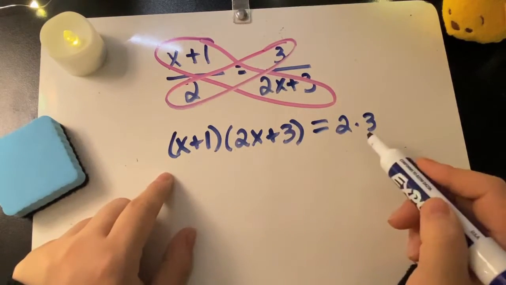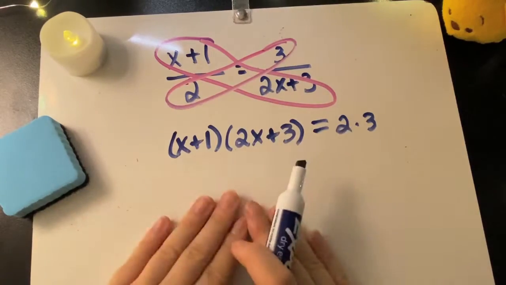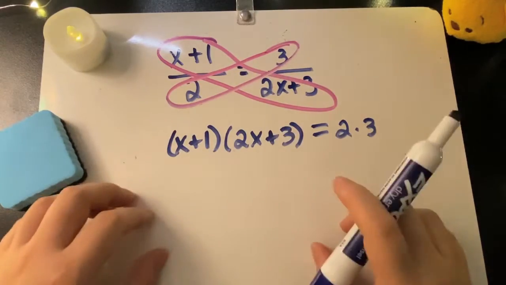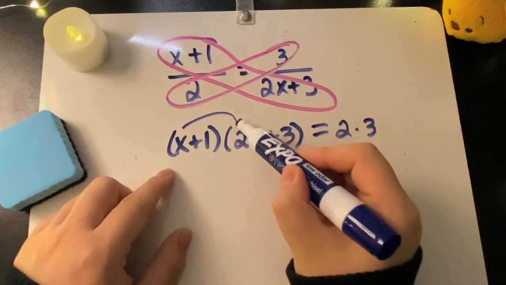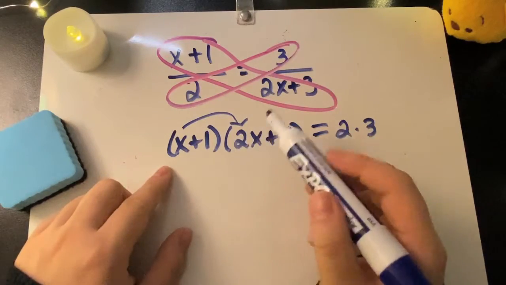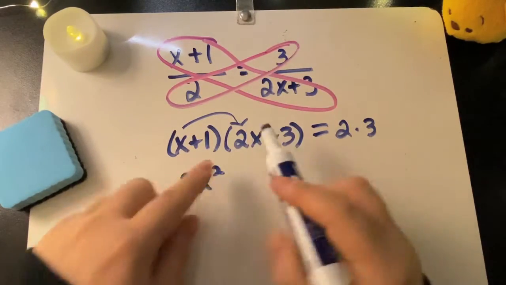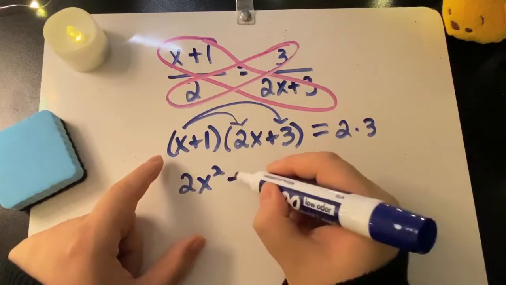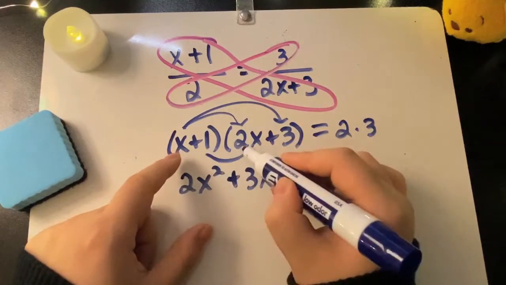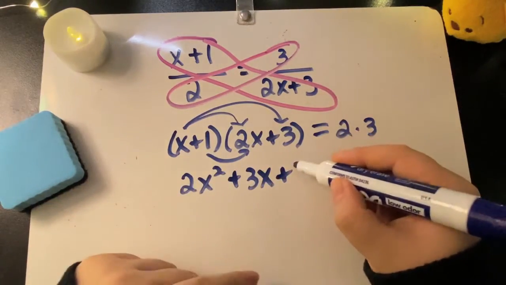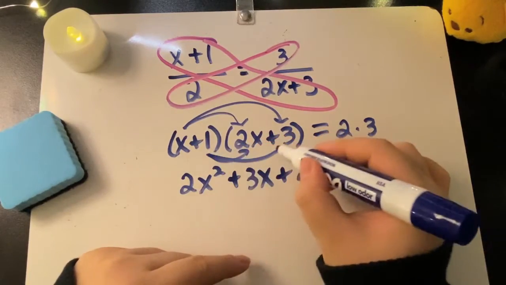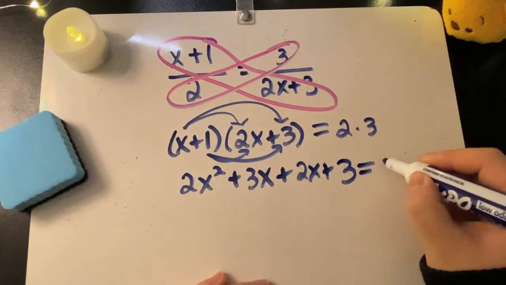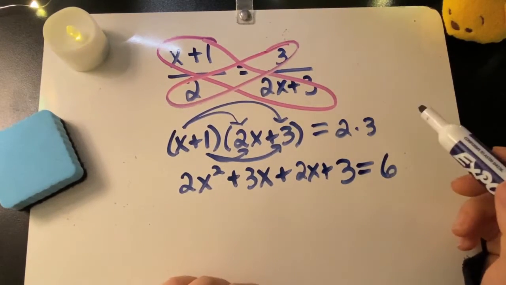So here we have our FOIL method to simplify this. So now we did the cross multiplication step, right? But then we want to solve for x now, so we'll FOIL. So the first terms multiplied together, x times 2x is 2x squared. We do the outside terms, so x times 3, so 3x. The inside terms, 1 times 2x is 2x. And then the last terms, 1 and 3, so that's 3 equals 6. 2 times 3 is 6.